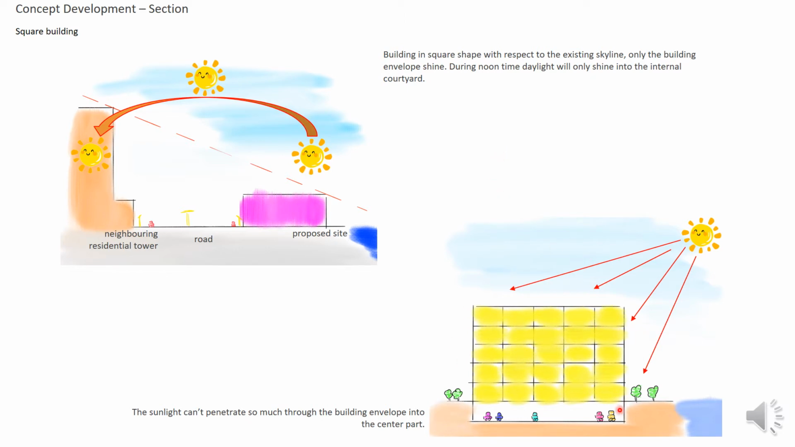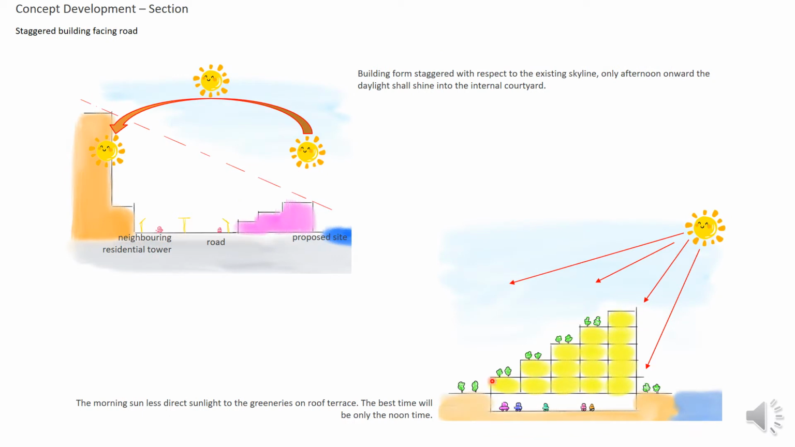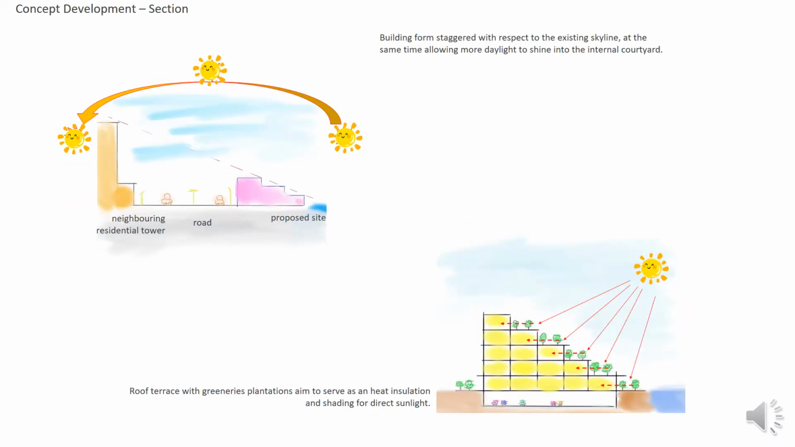First is a square, but I feel that the daylight is more difficult to come into my courtyard. If I turn it this way, at sunrise it is difficult for daylight to come into my building, so we need to wait until the afternoon. This kind of shape is more suitable, because from sunrise until the end of the sun path you can get better sunlight.